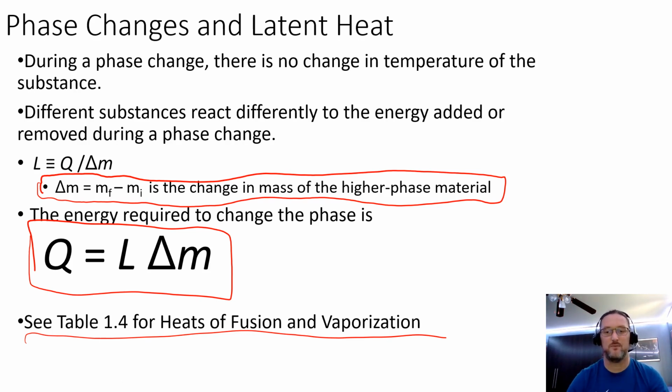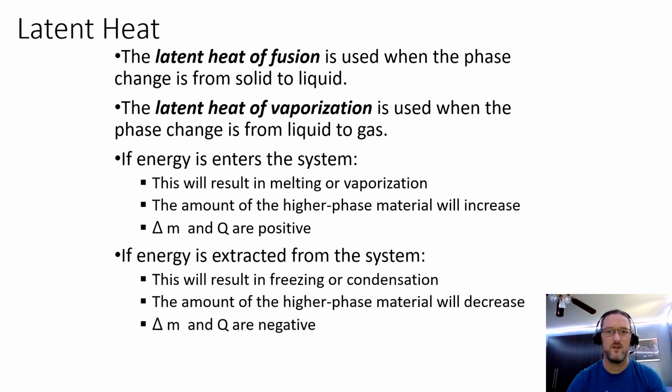This L Δm becomes an important thing for keeping track of these phase changes in latent heat, right? So the latent heat of fusion, like I said, is from solid to liquid, vaporization from liquid to gas, or vice versa. They're the same number. If energy enters, Q is positive, Δm should be positive, right? If Q is negative, Δm should be negative. Keep those rules in mind for latent heat.